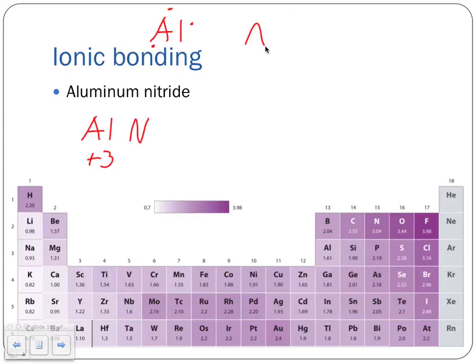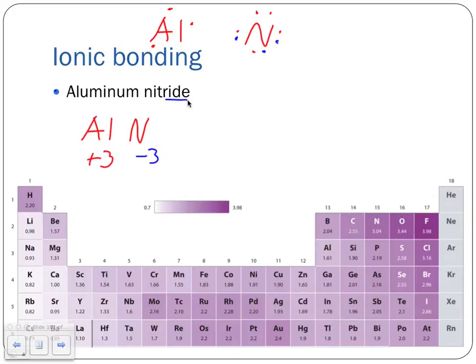Nitrogen, on the other hand, look at the periodic table, has an atomic number of 5. So it has 1, 2, 3, 4, 5 valence electrons. Of those 5 valence electrons, it wants a full octet. So to do that, it's going to have to gain 1, 2, 3 electrons, and if it gains 3 electrons, it would be -3, which is what nitrogen usually is as a nitride.